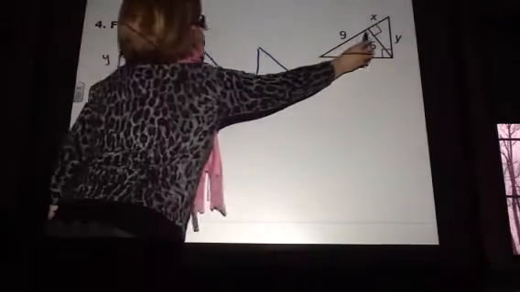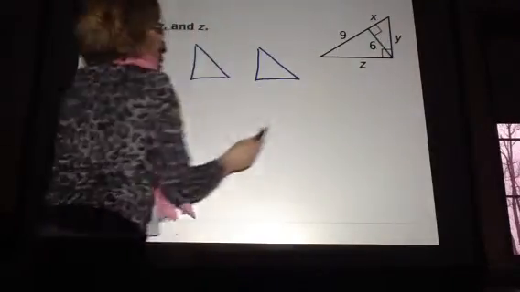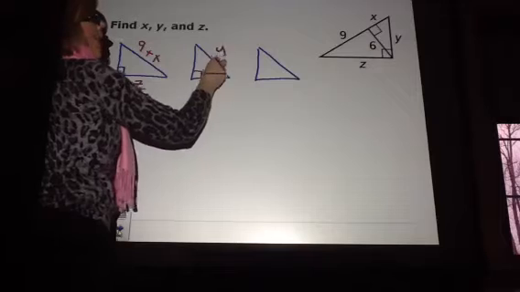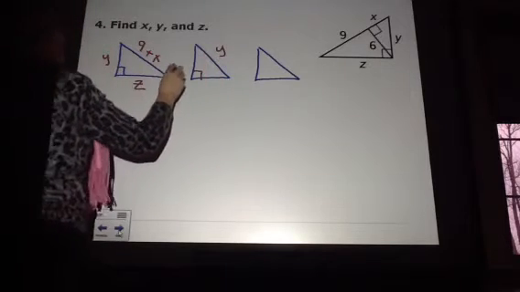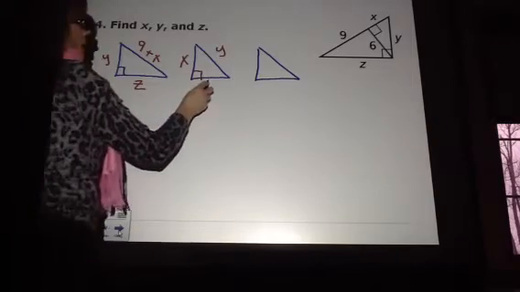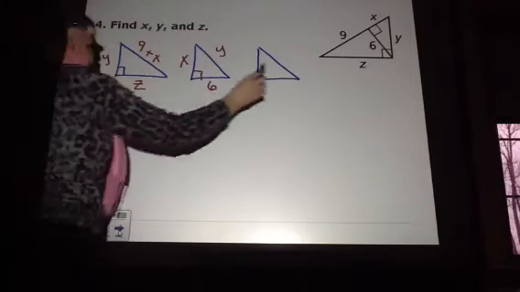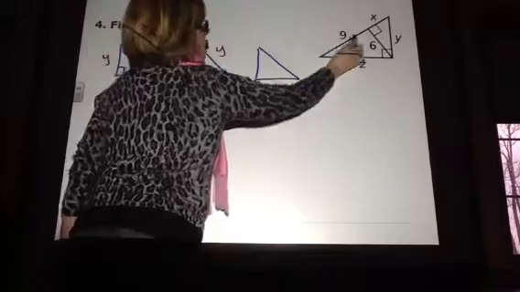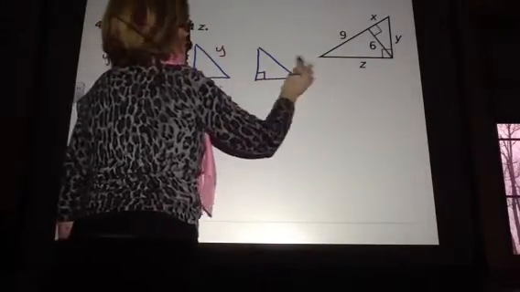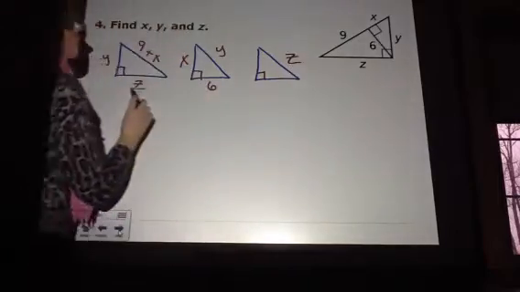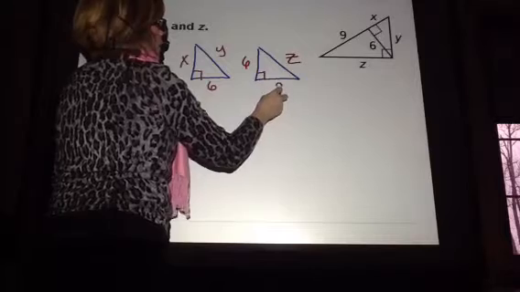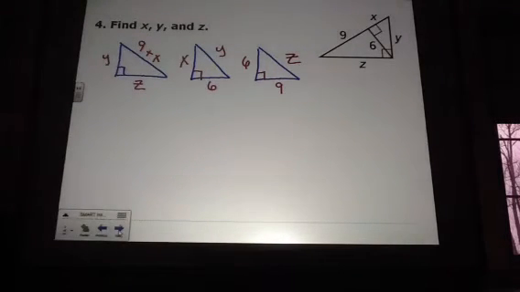Okay, let's look at this triangle right here. So right here is my right angle, my hypotenuse is y, my shorter side is x, and my longer side is 6. Now we're going to look at this triangle right here. My hypotenuse is z, my shorter side is 6, my longer side is 9.